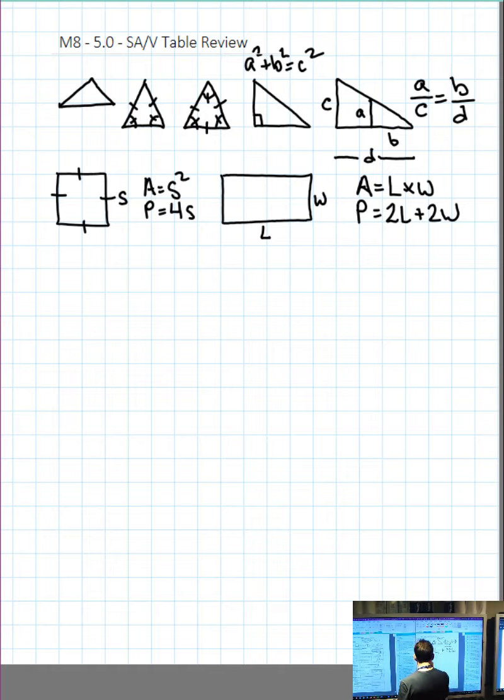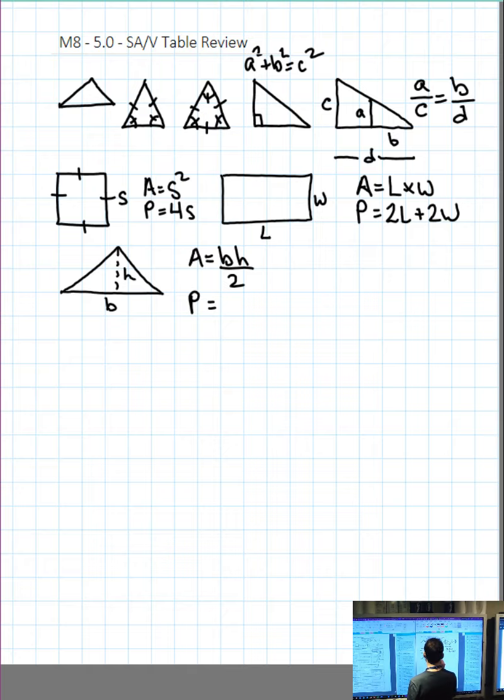So if we have a triangle, we usually want to lay it with a flat side down, and we can call the base B and the height from the bottom to the point at the top, called the altitude, is the height. And we know that area is equal to base times height divided by 2. And we know that the perimeter would just be A. I'm going to call that side A. I'm going to call this side C. A plus B plus C.